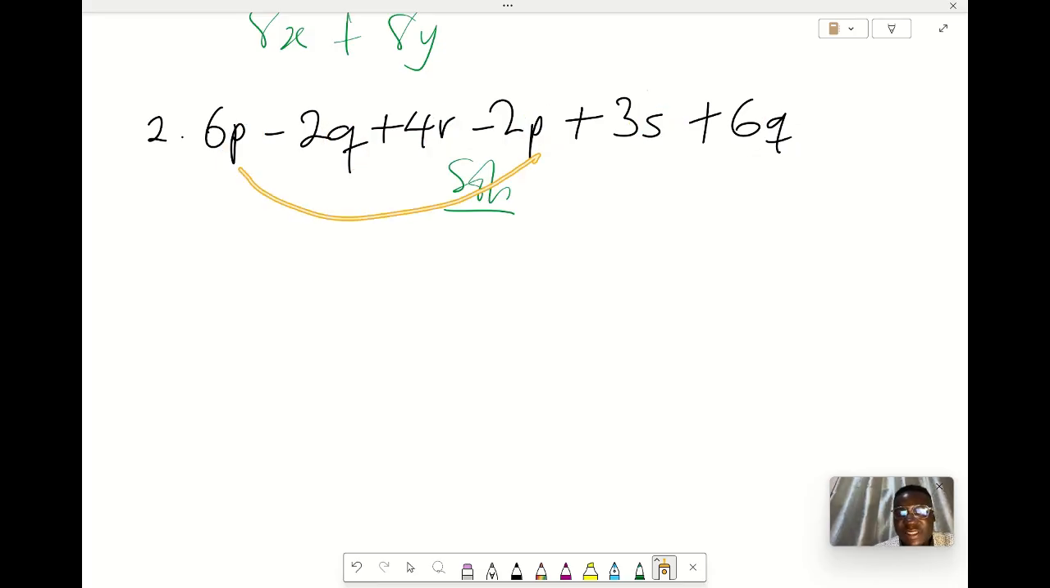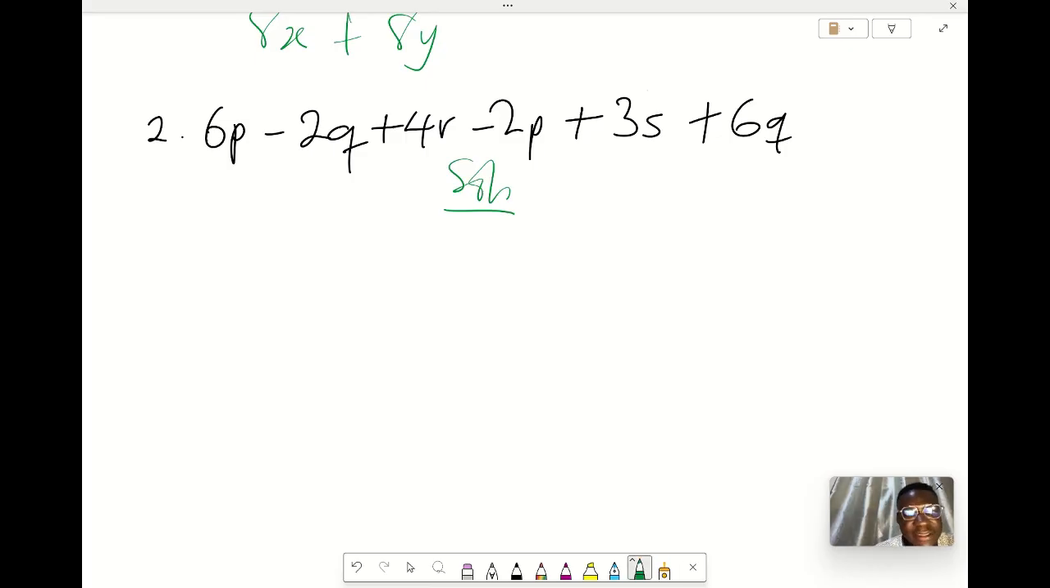You see that some of them have been repeated. P has been repeated here. The variable Q has been repeated here. And I think that is all that we have. Having this, it means that those repeated variables are like terms. They are the like terms. So we can clearly say that 6p and negative 2p are like terms. Likewise, negative 2q is also a like term with 6q.